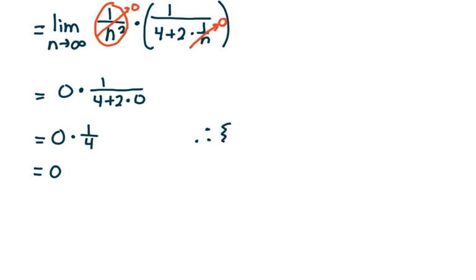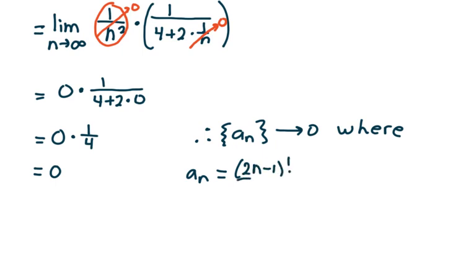And what that tells me is that this sequence a sub n converges to 0, where a sub n is 2n minus 1 factorial divided by 2n plus 1 factorial. So that's how 43 works. What I want to do is take a look at problem number, let's take a look at problem 61.